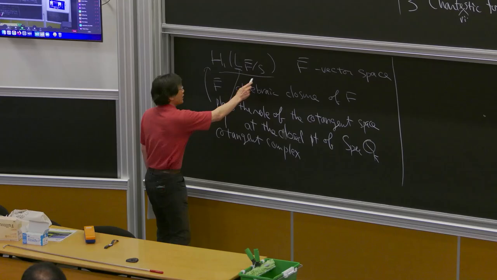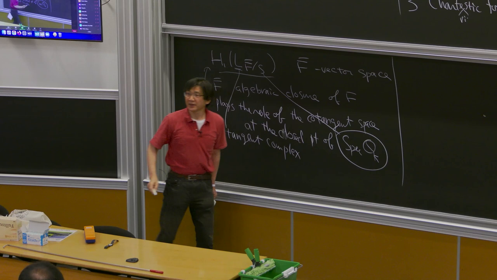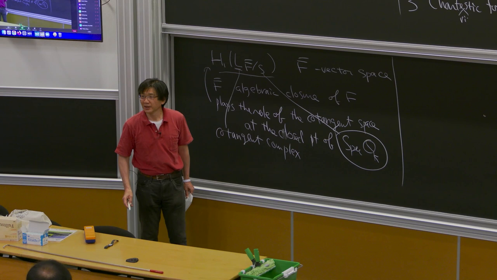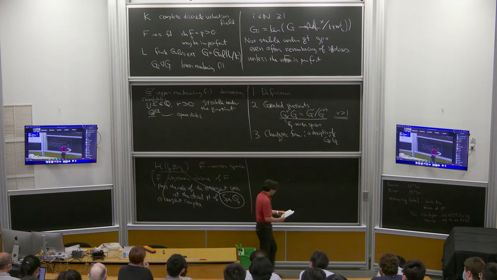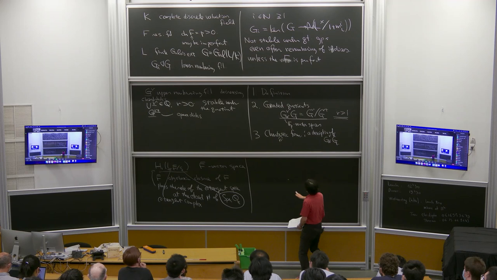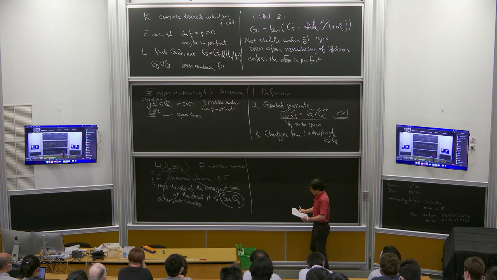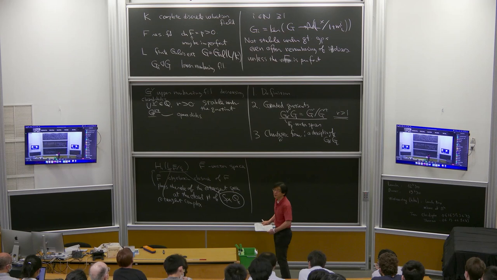S is Spec of O_K, F is the residue field. So let me start with the definition part. But before defining this ramification group, I will explain some heuristic observations.